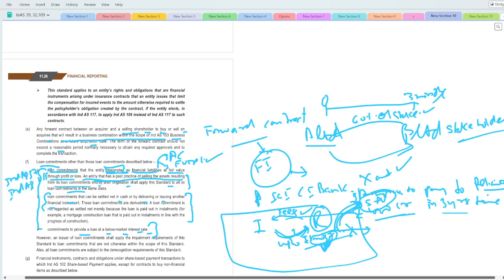So however, an issuer of the loan commitment shall apply the impairment requirement of this standard to the loan commitment that are not otherwise within the scope, and also the loan commitment that are subject to the derecognition. Okay, so here ये क्या बोल रहा है कि जो लोन कमिटमेंट स्कोप में नहीं है इन फाइनेंशियल इंस्ट्रूमेंट के, उनके लिए जो इम्पेयरमेंट रूल है वो आपको Ind AS 109 का फॉलो करना पड़ेगा। सिमिलरली डी-रिकग्निशन रिक्वायरमेंट भी आपको Ind AS 109 की ही फॉलो करनी पड़ेगी, ठीक है। This is for all loan commitments.